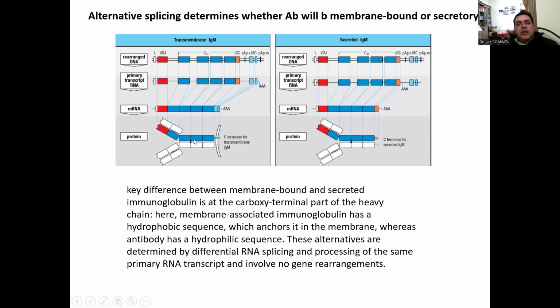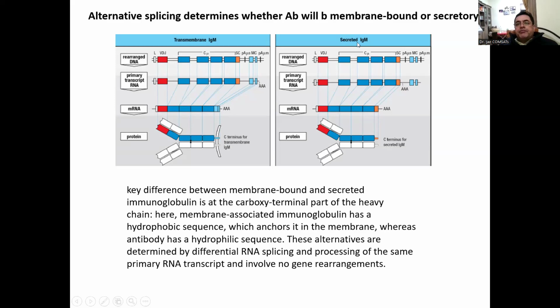And at the end of the heavy chain, you see these anchors, which are shown in light blue color here. These anchors are the hydrophobic domains of this heavy chain, which penetrate into the membrane of the B cells and keep this antibody membrane bound. So it is attached to the surface of the B cell.